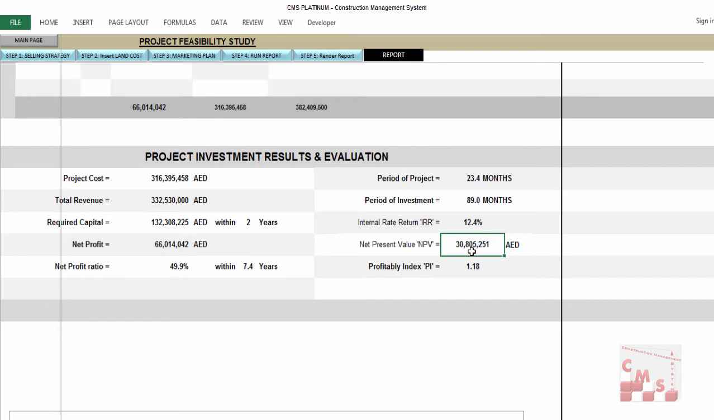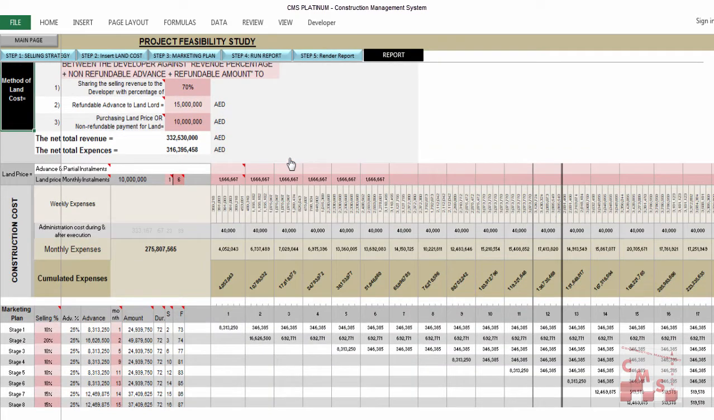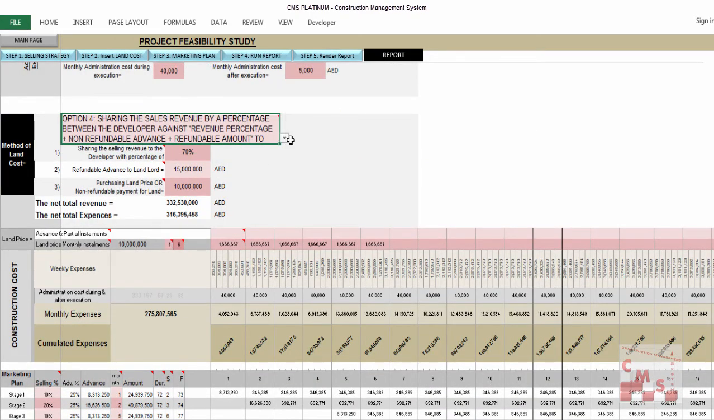That's it. That's the business, and that's how CMS reflects all this data and information and presents it to you clearly and in a very easy way for you to make your decision. Let's go for the last option, which is purchasing the land plot by the developer. You are the developer and you come to purchase the land.